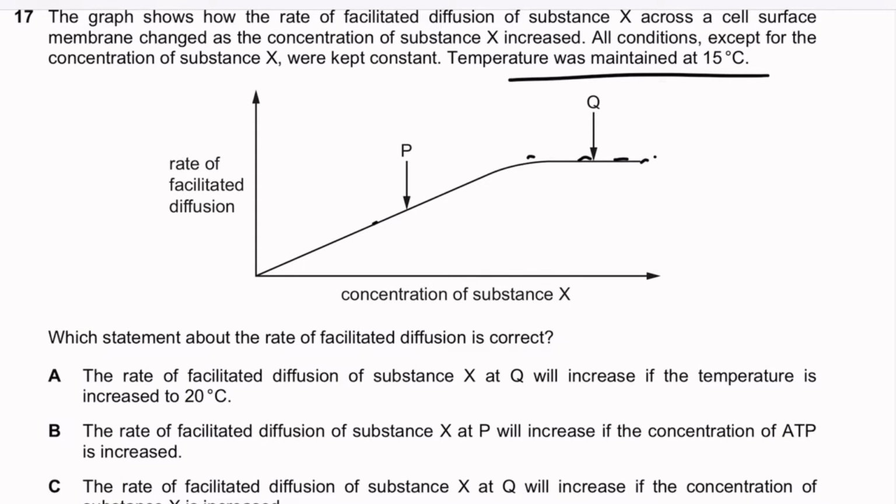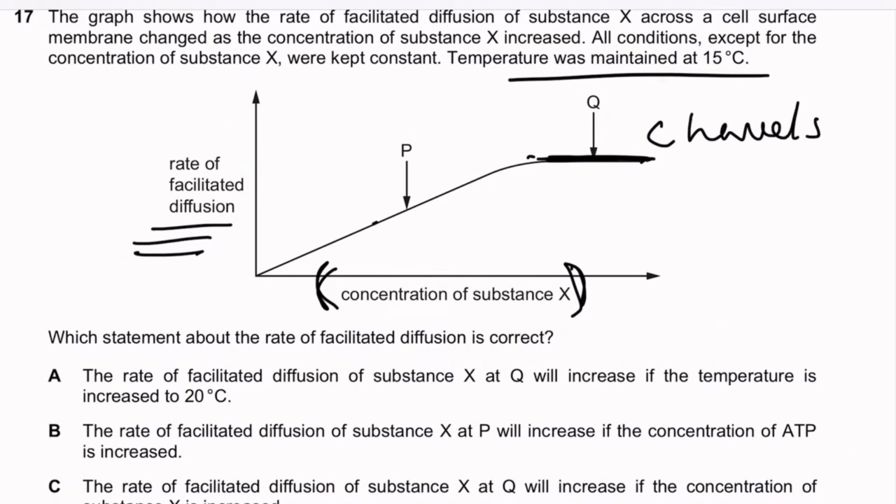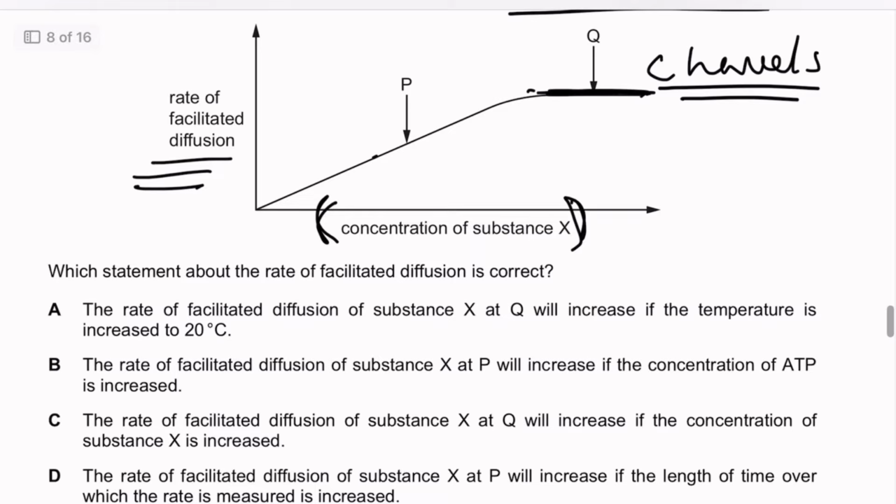And remember, whenever we reach a point where there's a plateau, that means the concentration of substance X is no longer a limiting factor for the rate of facilitated diffusion. We have other factors limiting, and most commonly that factor is the channels or the carrier proteins, or whatever protein you're dealing with. For example, for enzymes, it's the number of enzymes. Here we're dealing with facilitated diffusion, which means the channels are completely occupied, and so you're going to reach saturation.